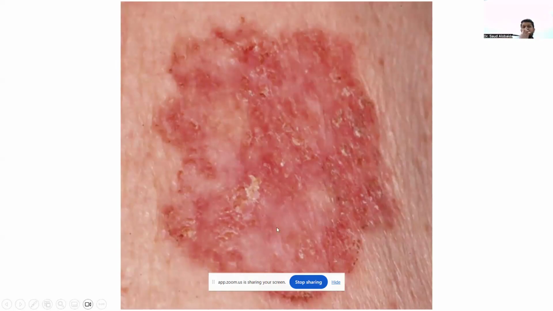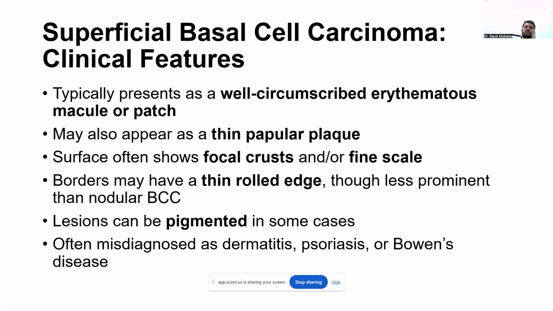This one is more confusing. So if you find a psoriatic plaque that is not responding to therapy, I strongly recommend you biopsy it sometimes, especially when it's a single lesion. It could be Bowen's or superficial spreading, superficial basal cell carcinoma.